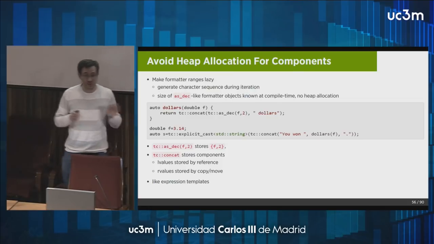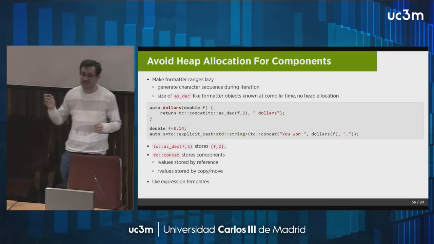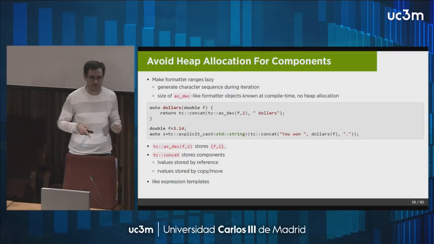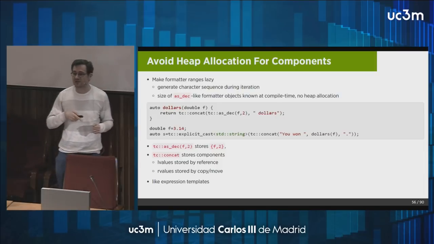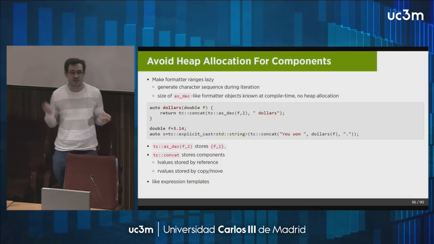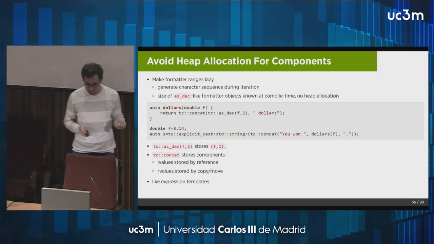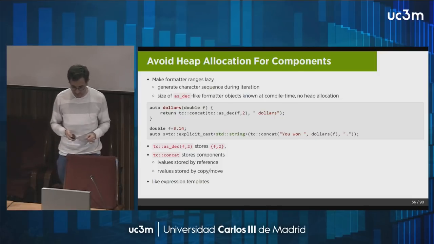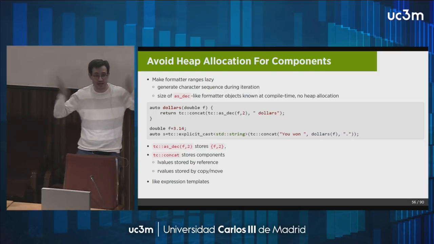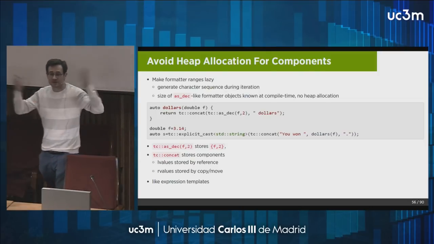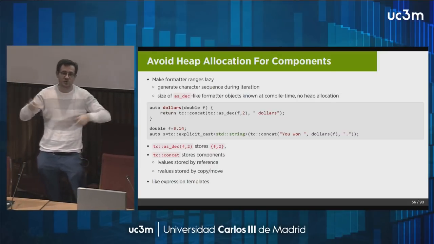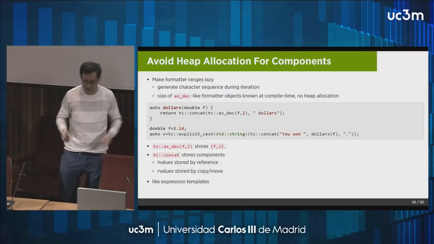To avoid problems with lifetime, things which are passed in as an rvalue are going to be captured by value. Things that you pass by lvalue are captured by reference. In practice, this works very well to avoid lifetime problems. And it happens all under the hood. You don't have to worry about it. It's a bit like expression templates. You build this big tree of how the string is being put together, and when it comes to actually generating the string, you evaluate that expression tree.